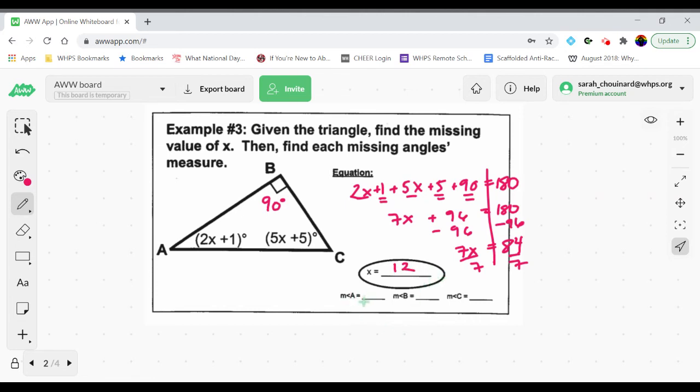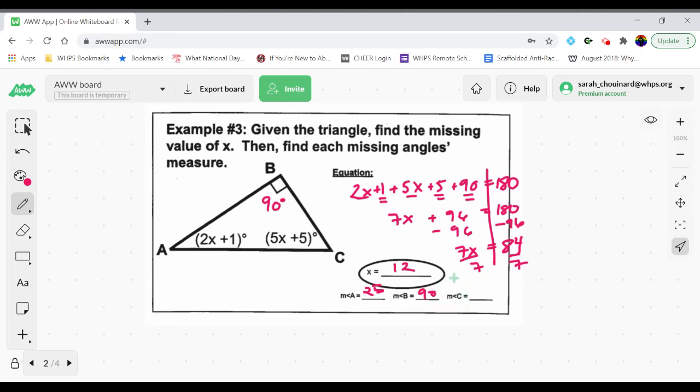So down here at the bottom, they want to know how big each of the angles are. I'll start with B because I already know that it's 90. And then I'll move on to A. So for angle A, we know that it's 2x plus 1. So if x is 12, we need to do 2 times 12 plus 1, which is 25. So angle A is 25 degrees.